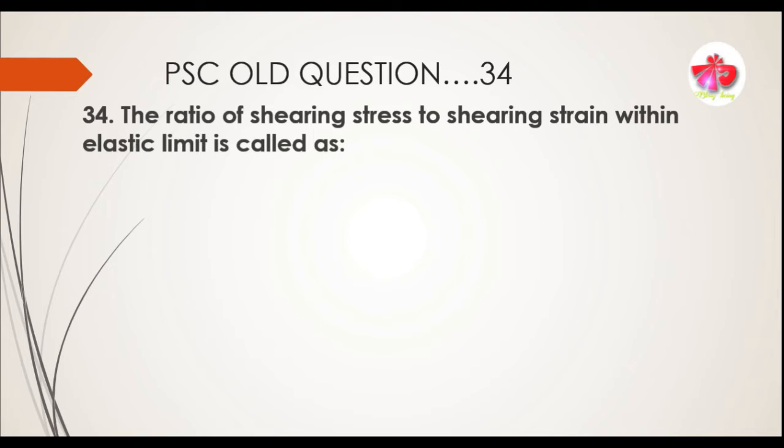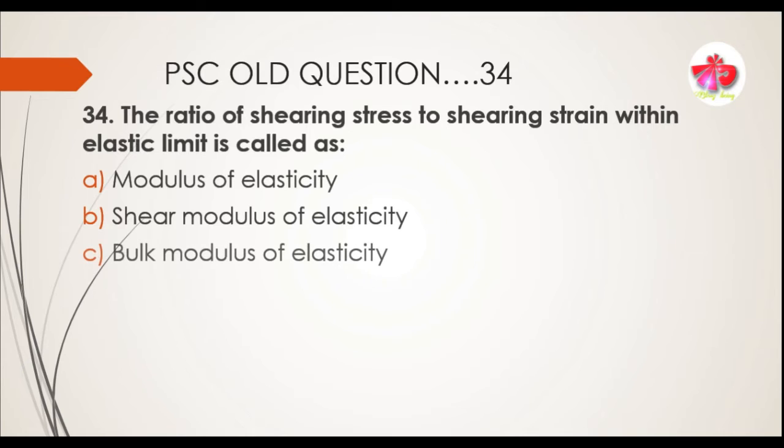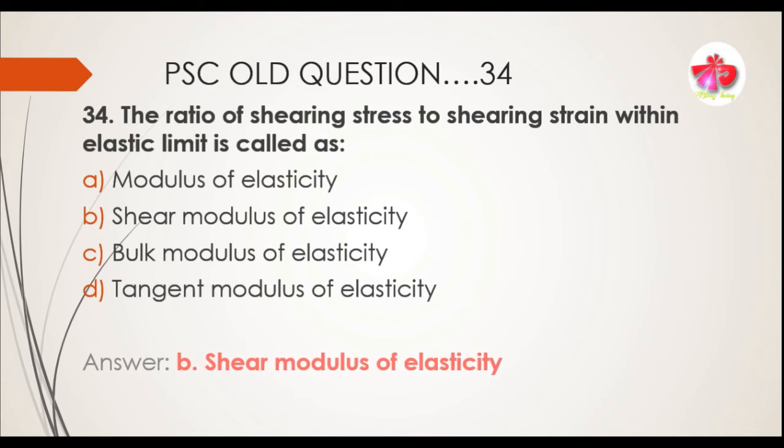Question number 34. The ratio of shearing stress to shearing strain within elastic limit is called what? Option A, modulus of elasticity, option B, shear modulus of elasticity, option C, bulk modulus of elasticity, and option D, tangent modulus of elasticity. The ratio of shearing stress to shearing strain within elastic limit is always known as shear modulus of elasticity. Option B, correct answer.